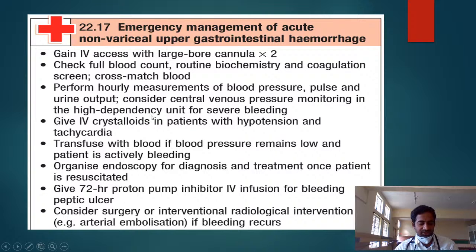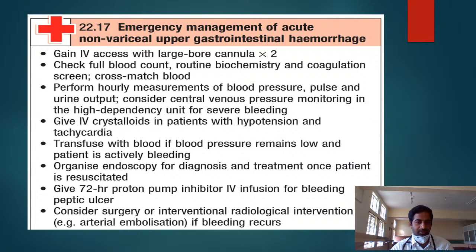So that's how you do it. Firstly, put in IV access and send all the routine investigations, and if the vitals are stable, then you go for an endoscopy. Then you usually give 72 hours of PPI IV infusion for bleeding peptic ulcers. If it is peptic ulcer bleeding, you have to give an infusion of PPI, usually pantoprazole, for at least 72 hours. Then consider surgery or radiological intervention if bleeding recurs.